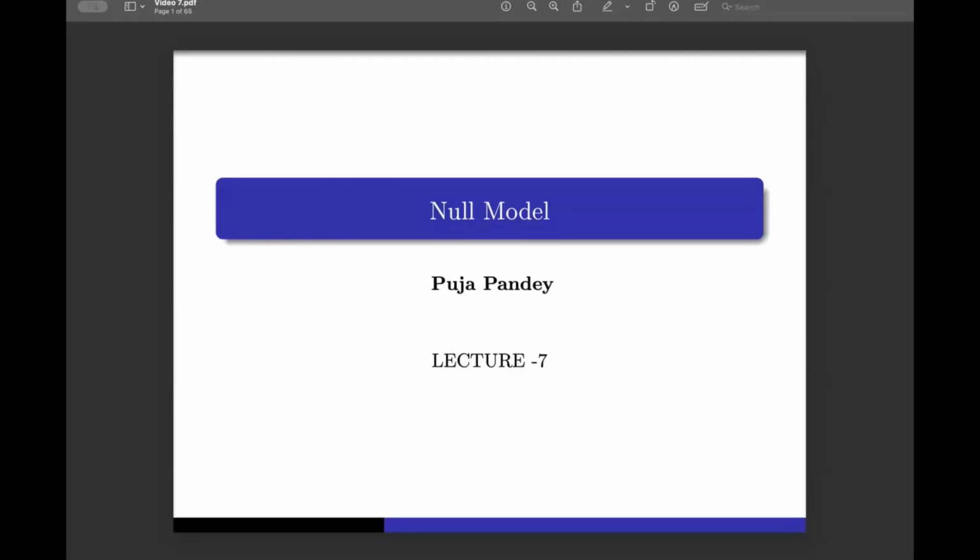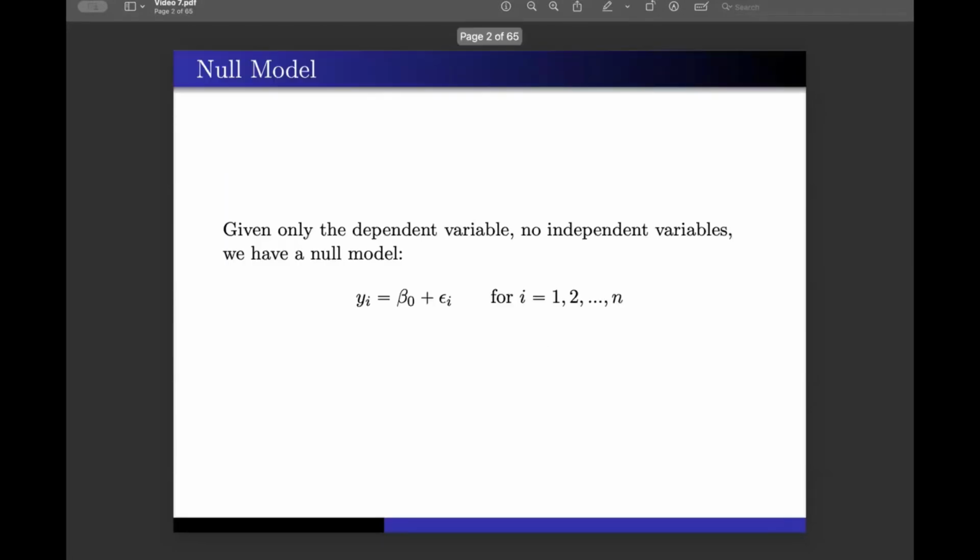Welcome to video 7 of the regression analysis course. So far, we have seen that when we only have the dependent variable and no independent variables, our model looks like this: Yi = beta naught + epsilon i, for i = 1 to n, where i represents the observation. So in this case, we have n observations.